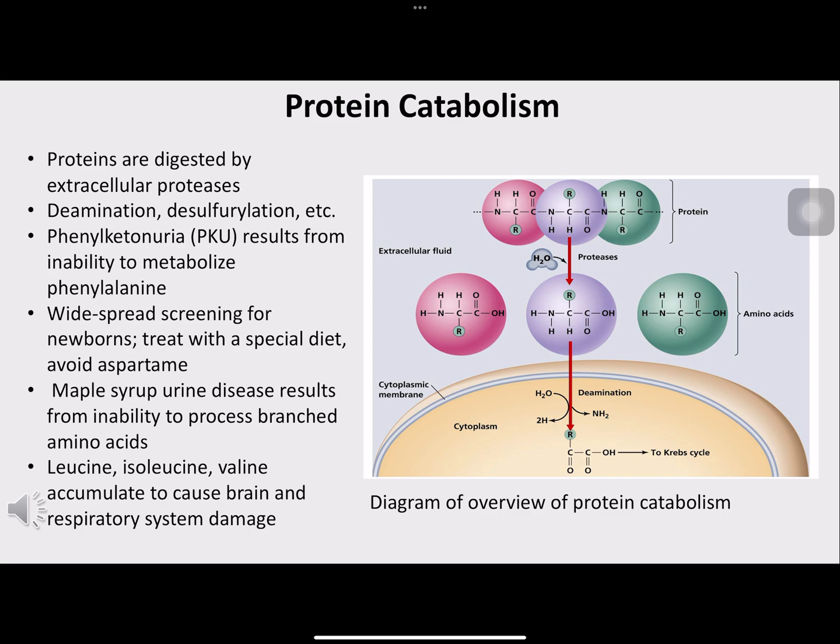Now, looking inside the cell, we notice that one of the key steps in processing amino acids is deamination. All amino acids contain an amino group, so we have to deaminate all of them. If we have amino acids that contain sulfur, such as methionine or cysteine, then we will deaminate those as well.